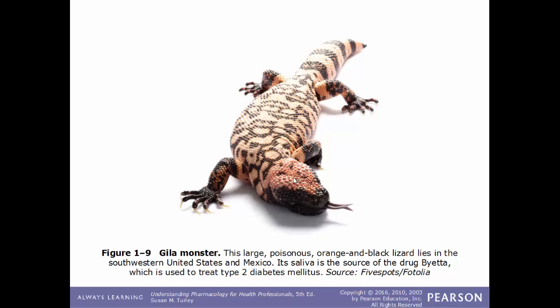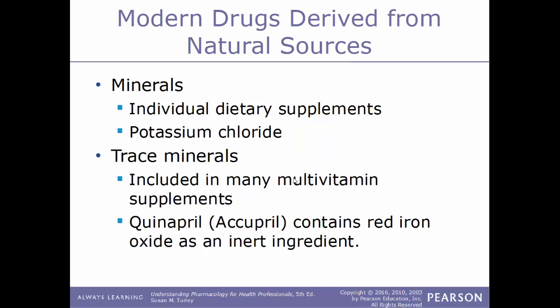The saliva from this poisonous lizard is a source of the drug Byetta, used to help treat type 2 diabetes. Our drugs can also be derived from minerals. These will include individual dietary supplements, such as potassium chloride. For trace minerals, these are included with multivitamin supplements. And the drug Accupril contains red iron oxide as an inert ingredient. So drugs can be derived from not only plant sources, but also animal sources and minerals.